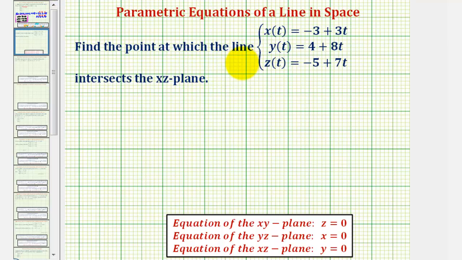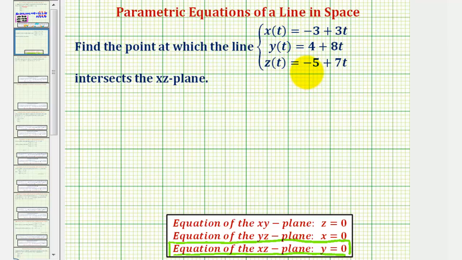We want to find the point at which the line given by the parametric equations intersects the xz plane. The important thing to remember here is that the equation of the xz plane is y equals 0. Any point in the xz plane must have a y-coordinate of 0. And therefore, we can set y of t equal to 0, solve for t, and we can use that value of t to find the x and z coordinates of the point of intersection.